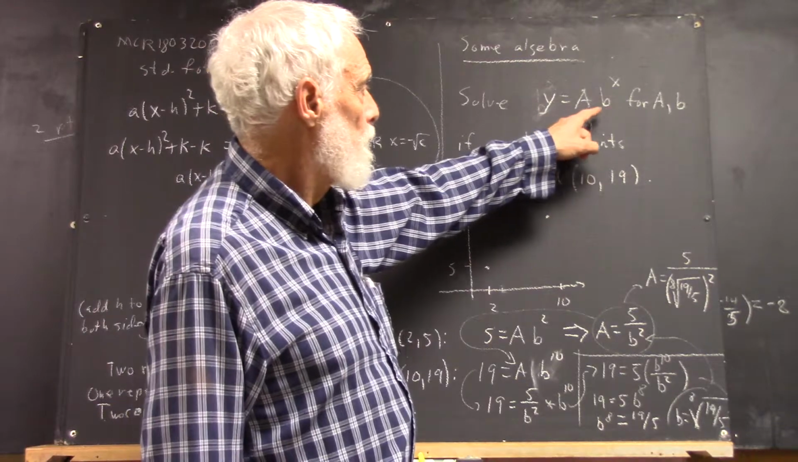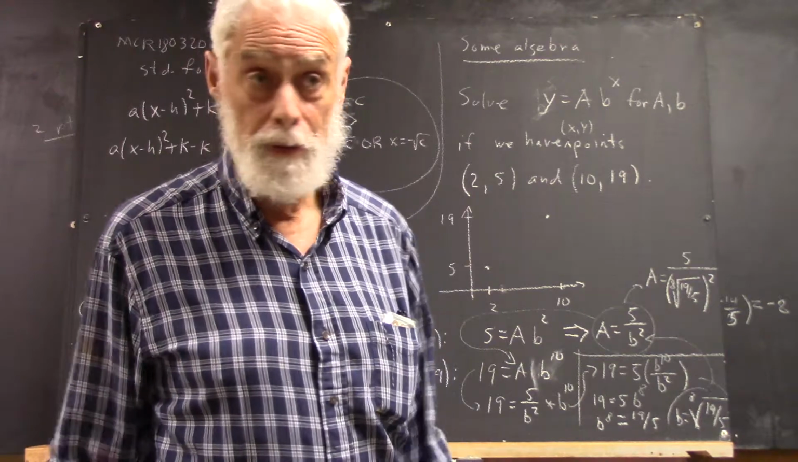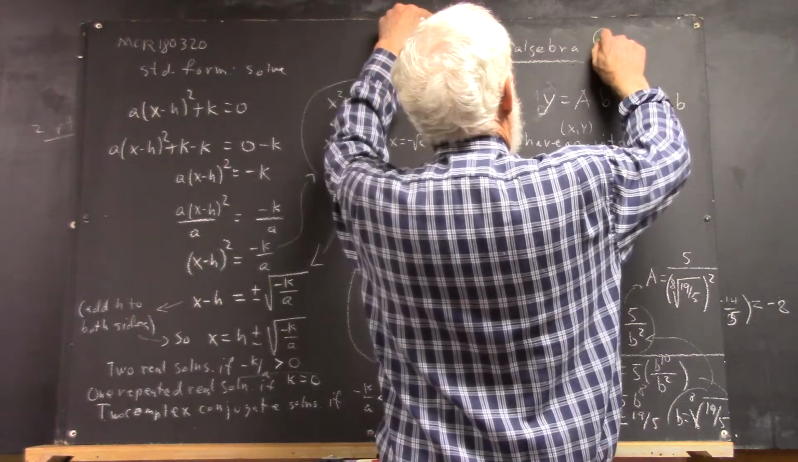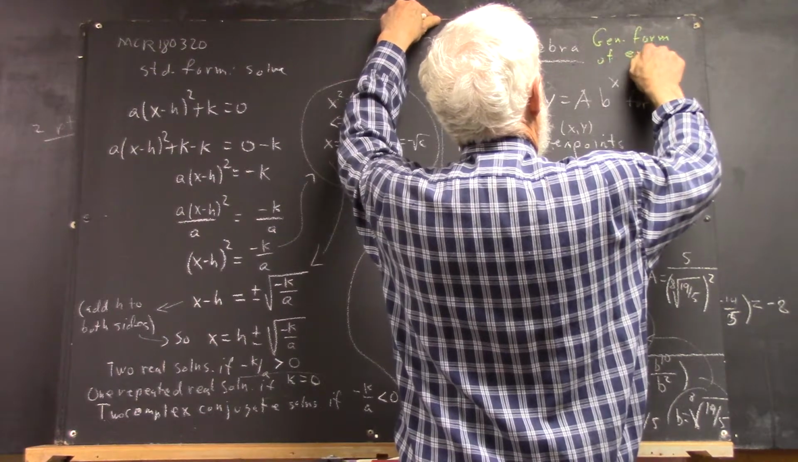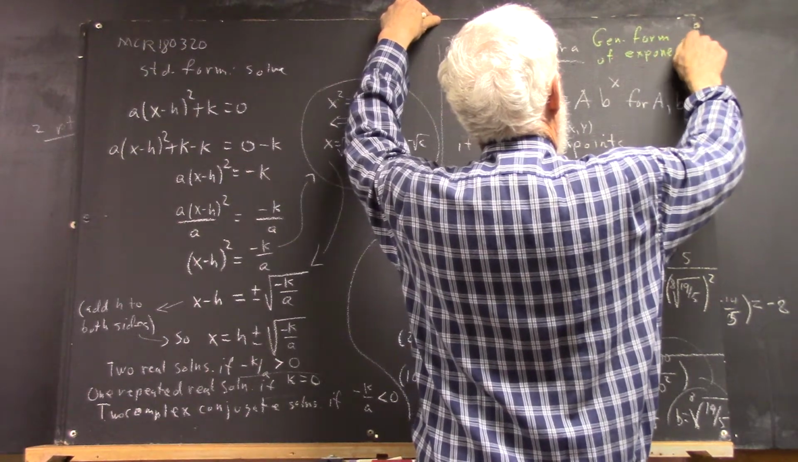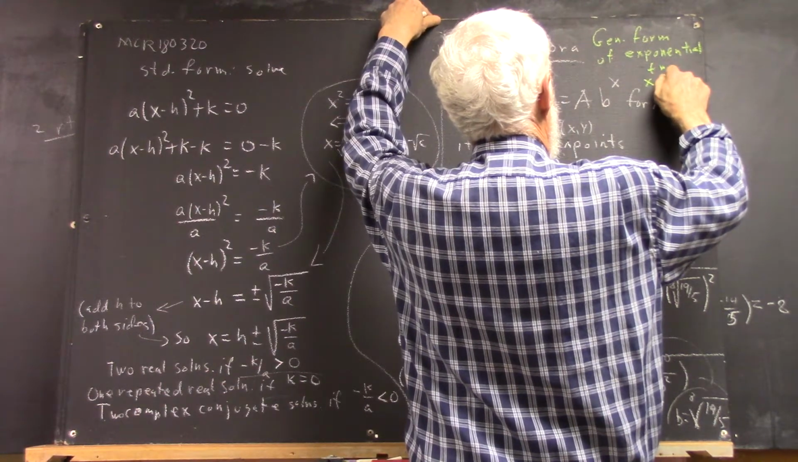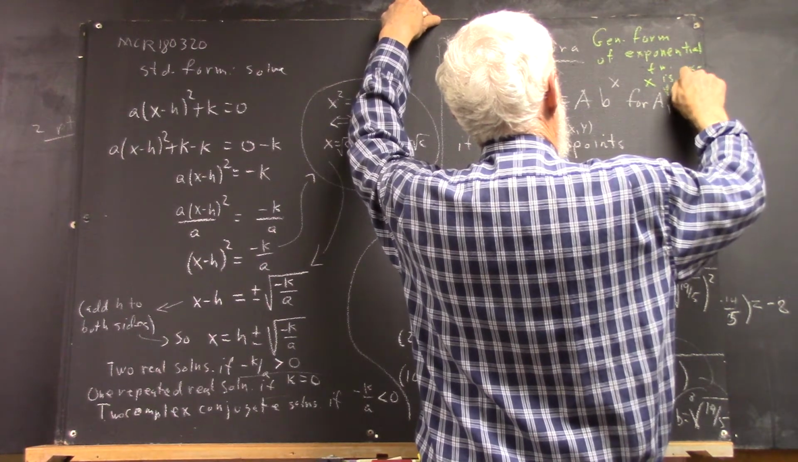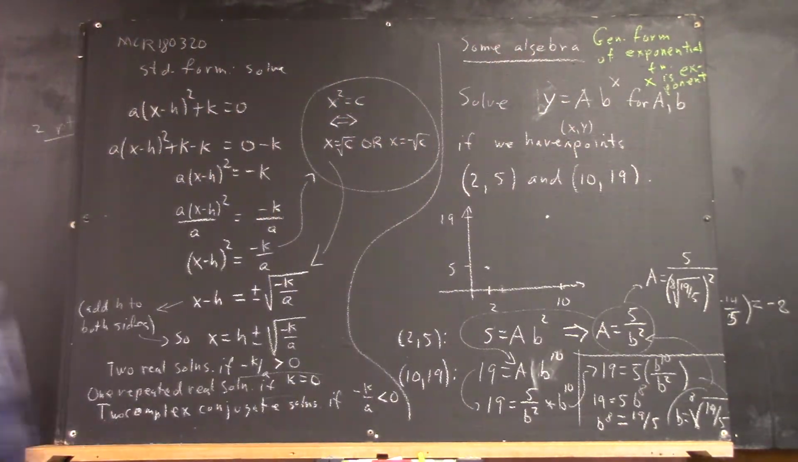We've got the equation y equals ab to the x. This is the general form of an exponential function. x is your exponent. It's a new kind of function.